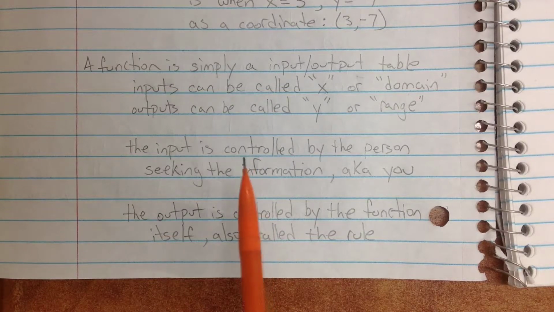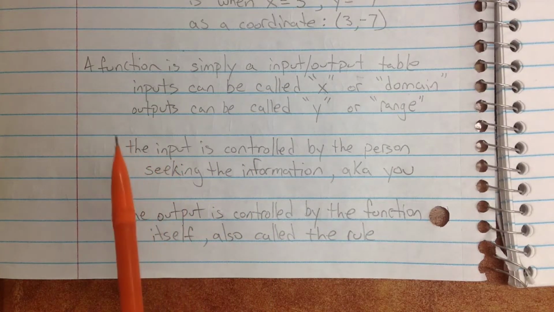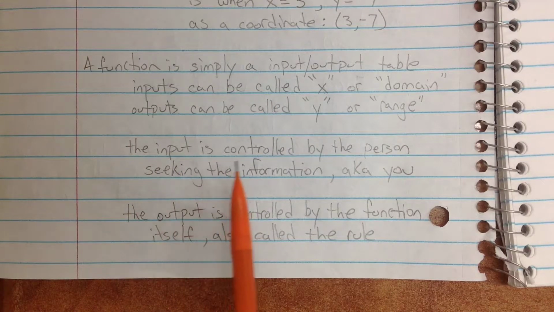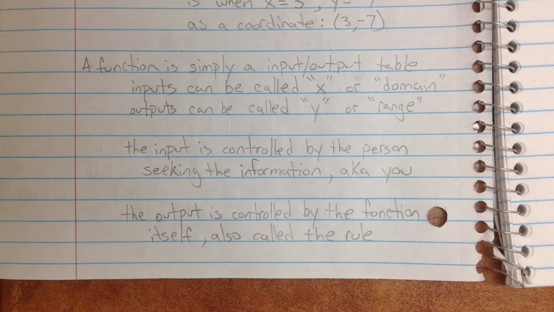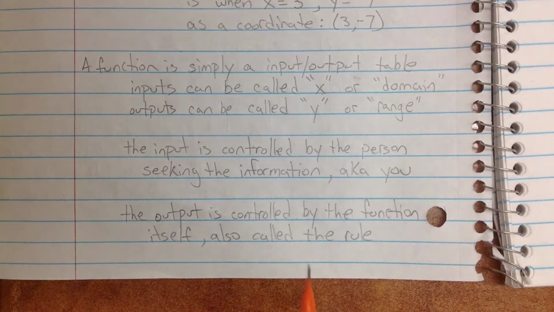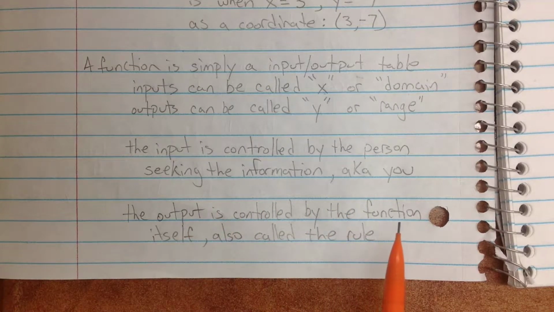So, what is happening at, for instance, this time? A lot of times you'll see graphs where the x values are time, and that would be what your input would be. The output is out of your control. The rule of the function is what controls what the output is.